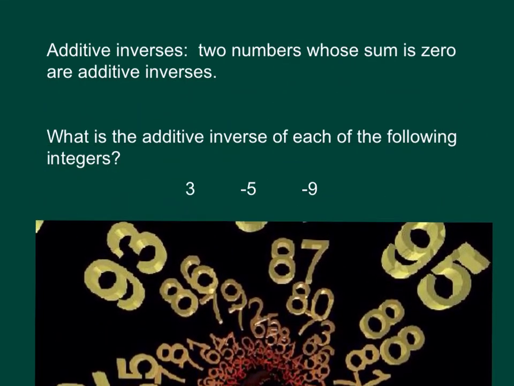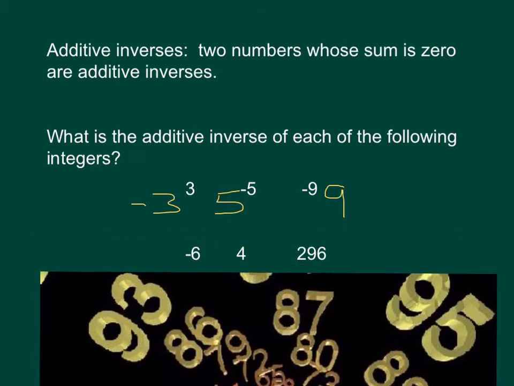The additive inverse of 3 is negative 3. The additive inverse of negative 5 is 5. And the additive inverse of negative 9 is positive 9. Do you notice anything similar to additive inverses and another definition word we learned earlier in this unit? The additive inverse of a number is the same as its opposite.